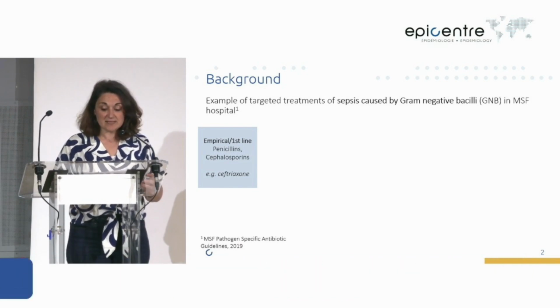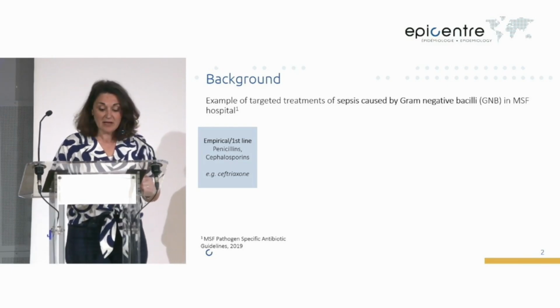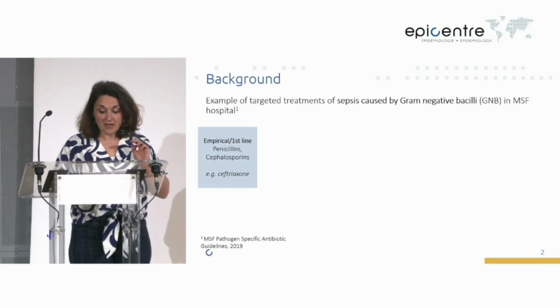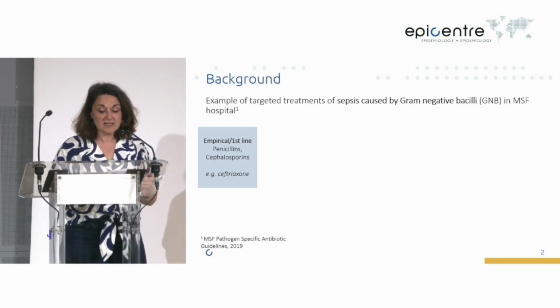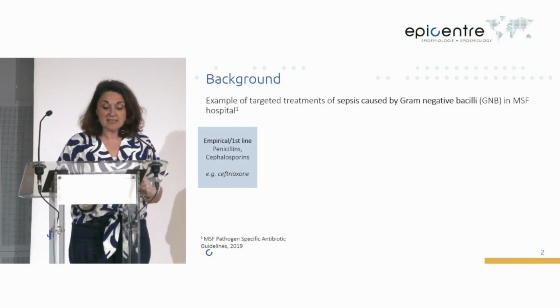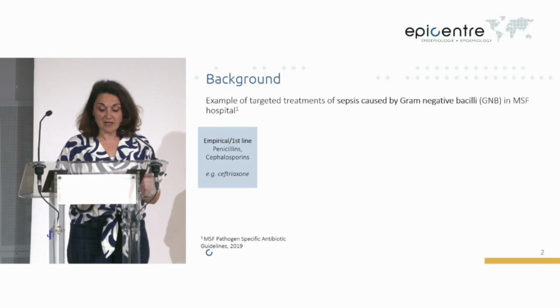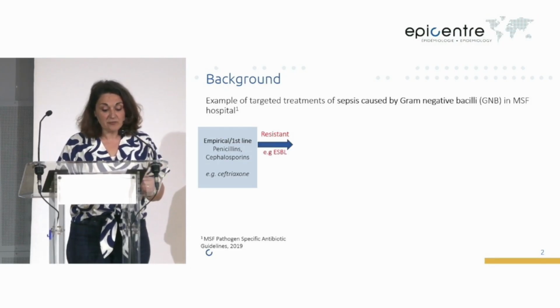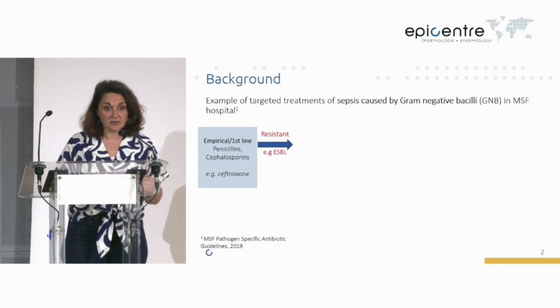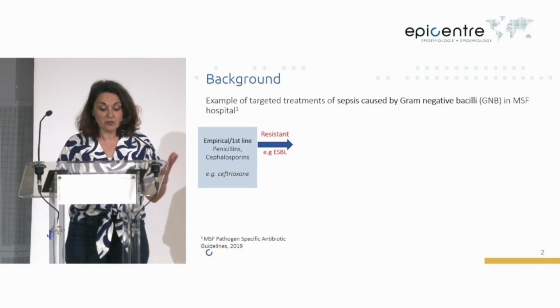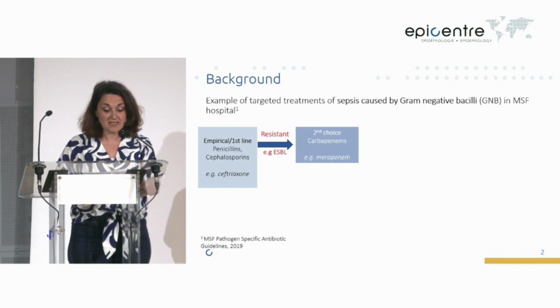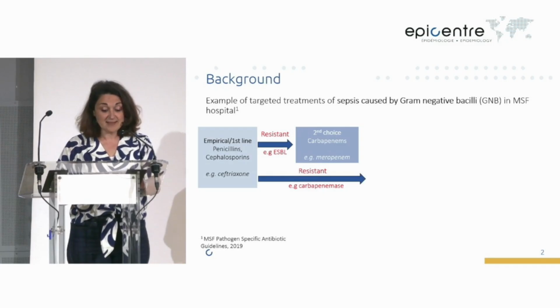Let's take the example of treating a sepsis provoked by very common bacteria, which are gram-negative. According to the MSF guidelines, first you should use empirically, before getting the DST, penicillins or cephalosporins, such as ceftriaxone. Should you see in the results that it's resistant to the antibiotics, because they produce ESBL, the second-line antibiotic could be a carbapenem.